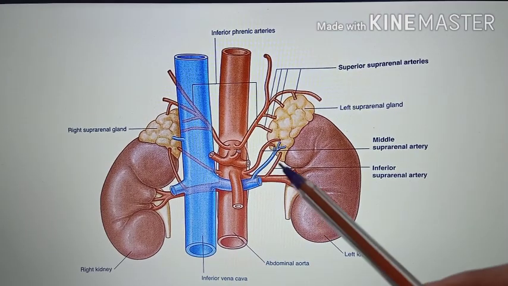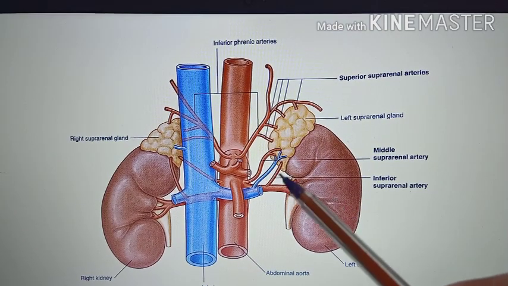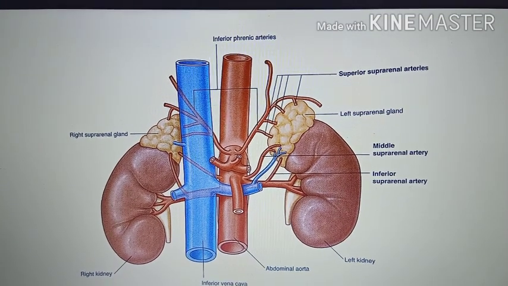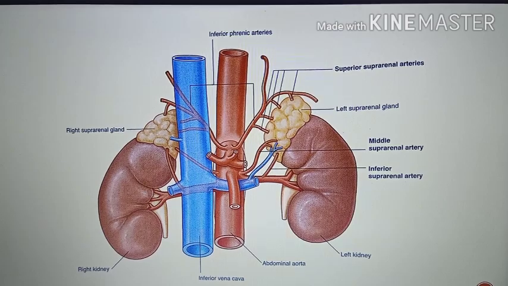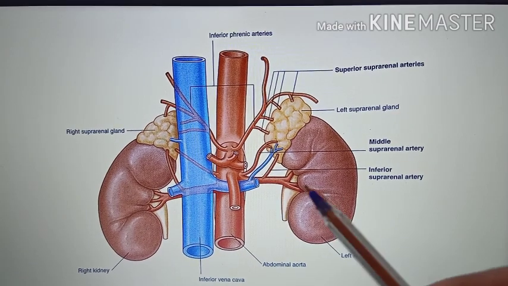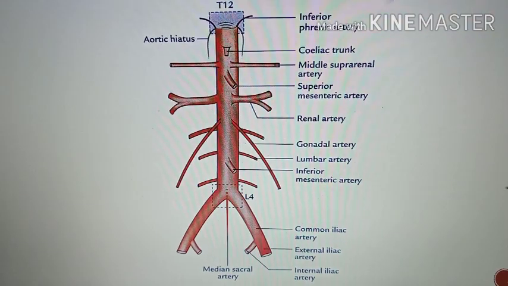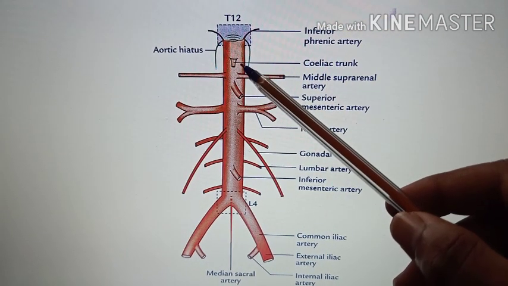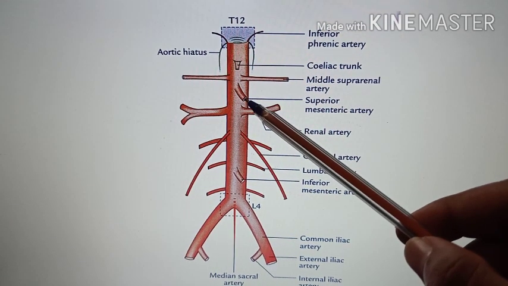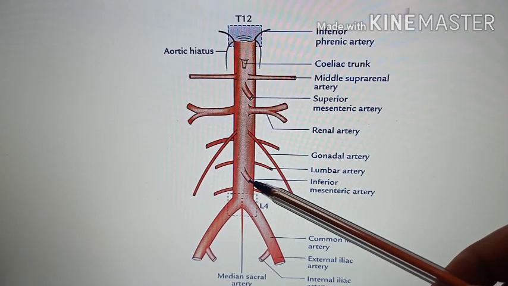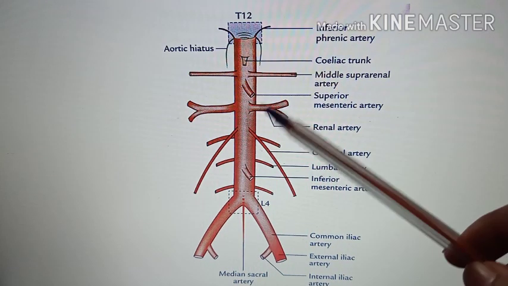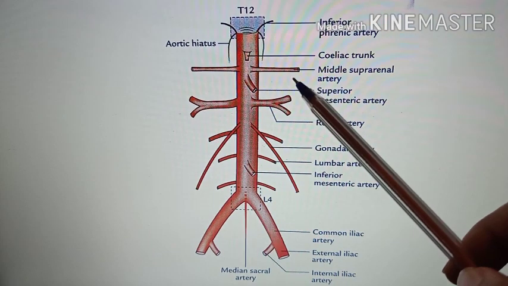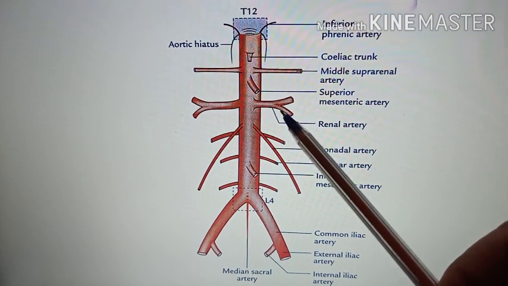Each renal artery gives off an inferior suprarenal artery which supplies the suprarenal gland and also branches to the ureter, and then they are distributed to the kidney. Now in this picture, the ventral branches we studied were the celiac trunk, then the superior mesenteric artery, then the inferior mesenteric artery. Then the four lateral branches, in that we studied the inferior phrenic artery, middle suprarenal artery, then the renal artery.